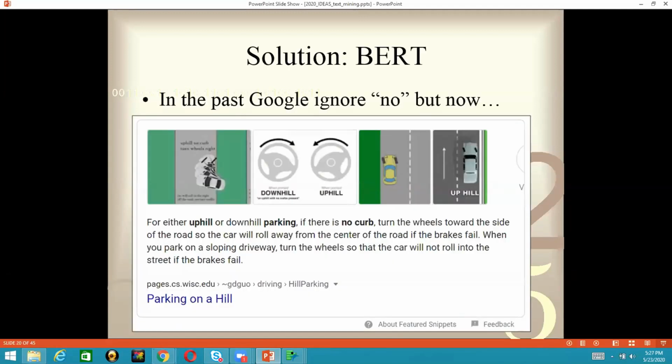Once again, you get BERT. The older Google NLP ignored this, but now, when you take the whole thing into account, Google knows what you mean: if there's no curve, then do this, turn the wheel towards the side, and so on. Parking on the hill.